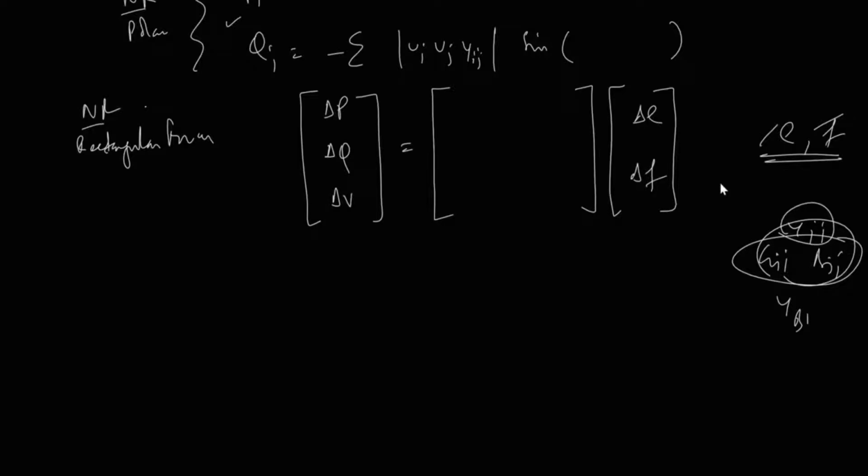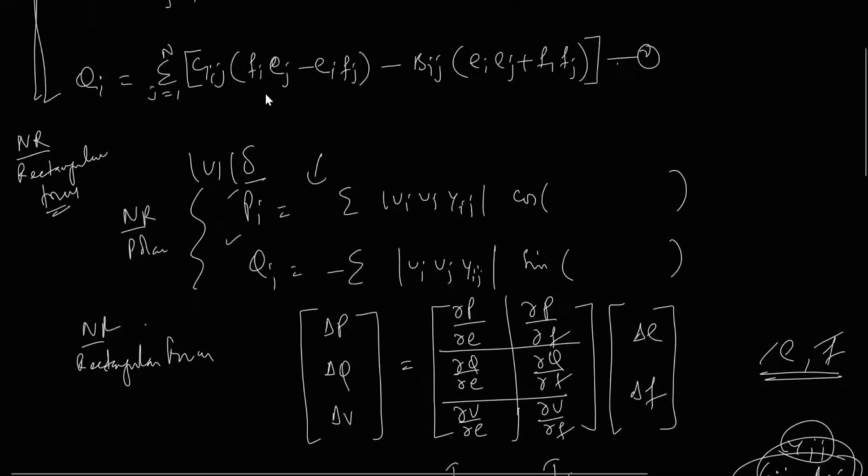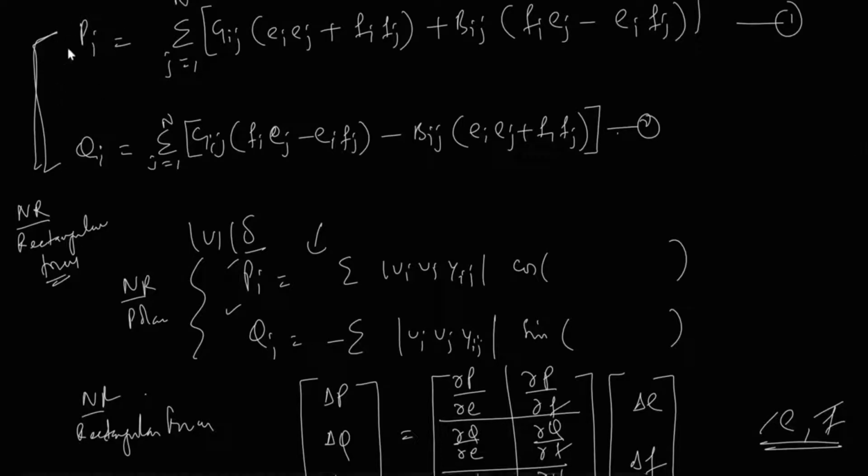So what are these? These are the partial derivatives of P with respect to E and partial derivative of P with respect to F, partial derivative of Q with respect to E, partial derivative of Q with respect to F, and the partial derivative of V with respect to E, partial derivative of V with respect to F. So these are the submatrices now. We have J1 to J6 submatrices in case of rectangular form. And to determine the partial derivatives, I will be taking these two equations, partial derivative of Pi and Qi.